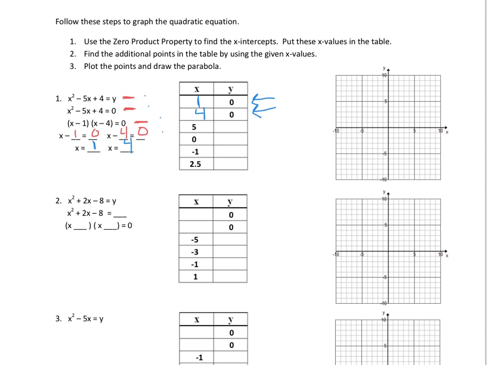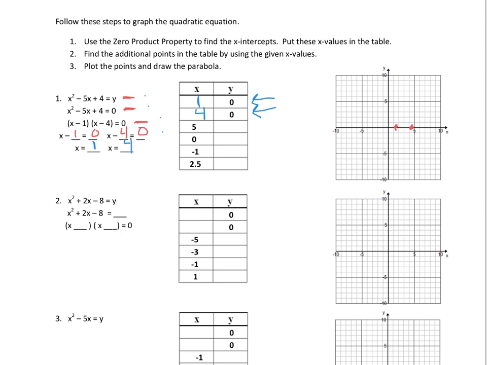So over 1, up 0. That's kind of close. And then over 4, up 0. It's hard to mark with a stylus.